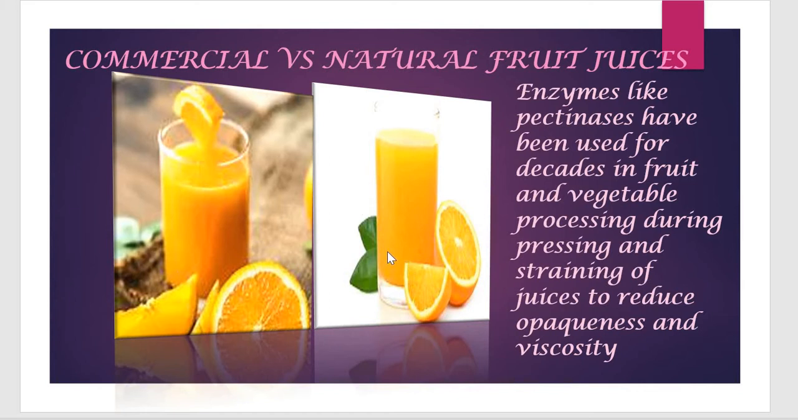Now, what is the reason for that? When we are making commercial fruit juices, we use the enzyme pectinase, which has been used for decades in fruit and vegetable processing during pressing and straining of juices. हम सालों से, decades से vegetables और fruits की processing के लिए, उनको press करने के लिए, उनसे juices को strain करने के लिए हम pectinase enzyme use करते हैं. And that pectinase enzyme imparts transparency.